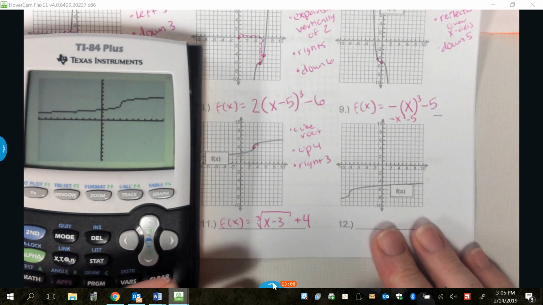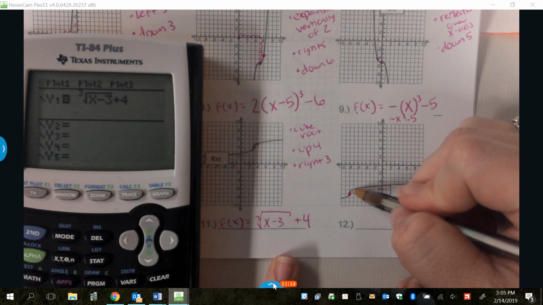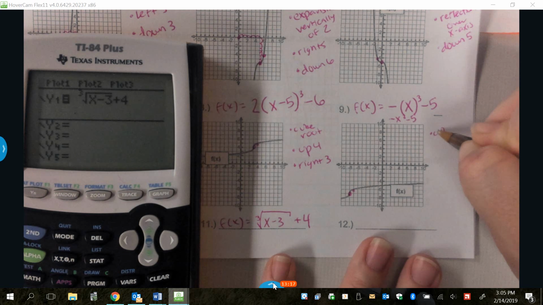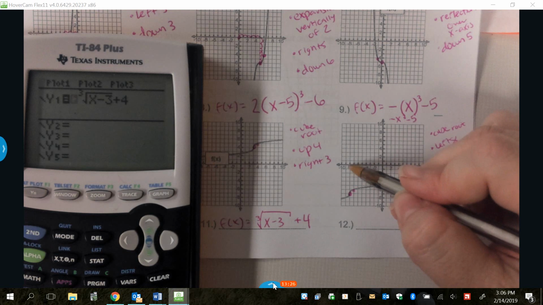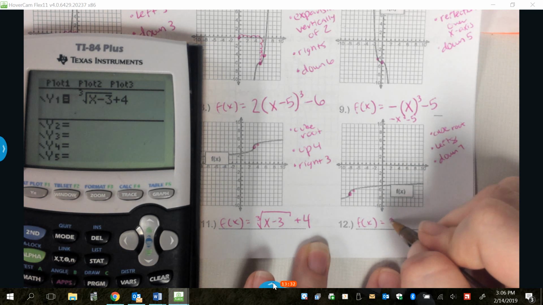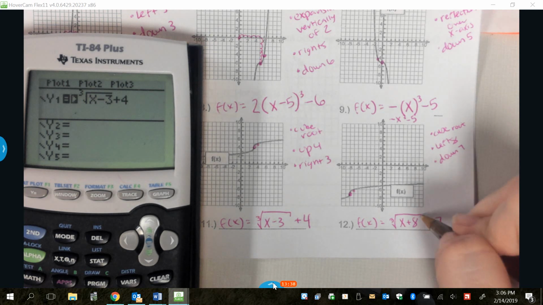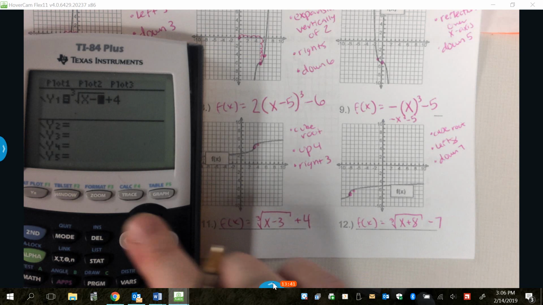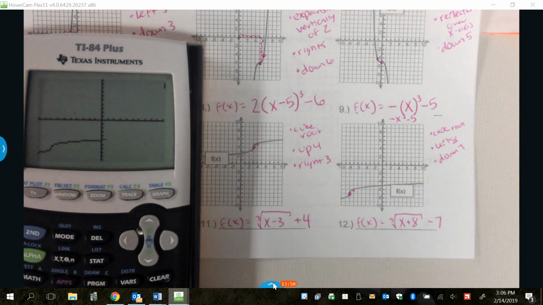Lastly, on number 9. So here's my vertex. It goes up 1 over 1. It's increasing. It is cube root. It went left 8 and down 7. Right, 8, 7. Yes. So f of x equals cube root of x plus 8, minus 7, which looks similar, so there's my answer.